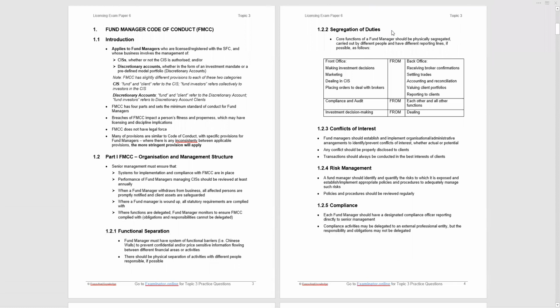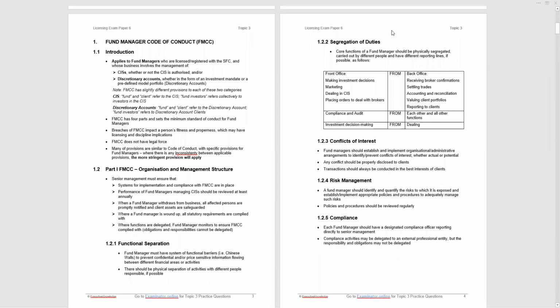Okay, the Fund Manager Code of Conduct. Well, this material at the top of page 3 under section 1.1 is important. It tells you who this code applies to. It applies to fund managers, but they split them up into 2 categories. Those that are involved with the management of collective investment schemes, whether or not the collective investment scheme is authorized by the SFC, and discretionary accounts.